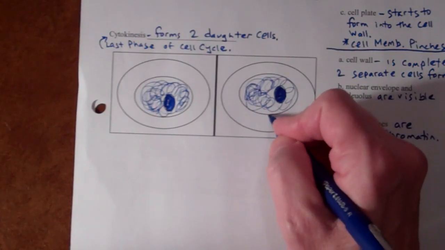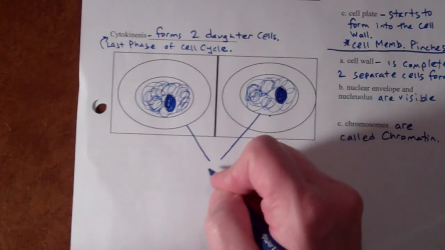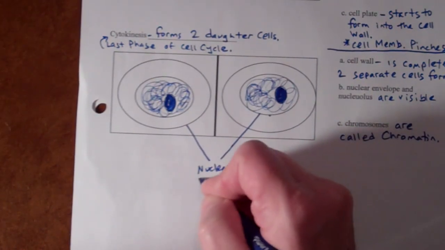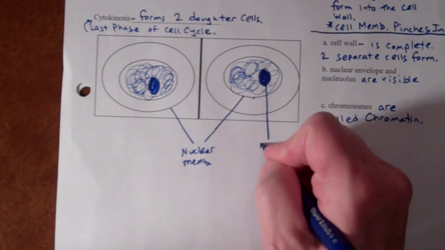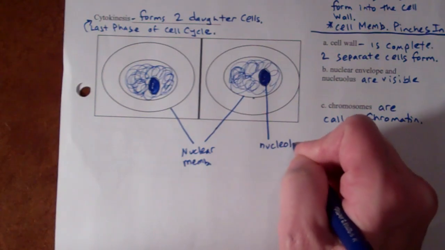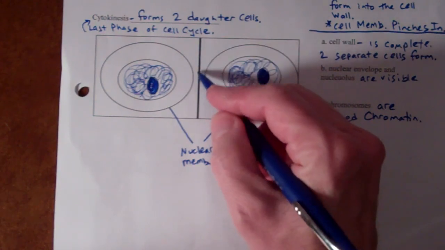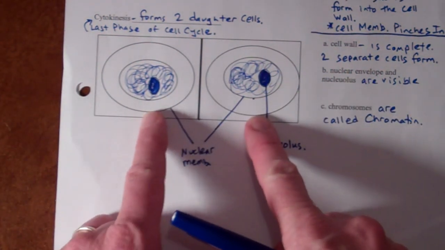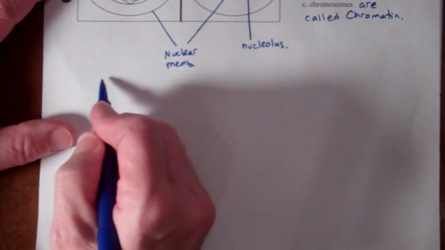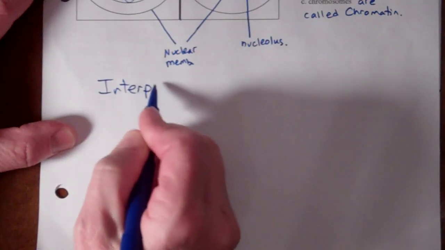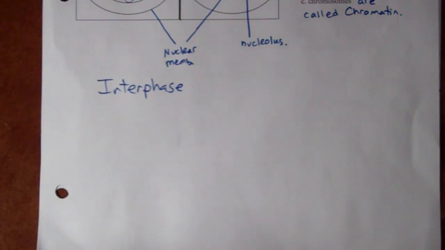All right, now what is all this stuff? Well, again, this is the nuclear membrane. So I'm going to draw that. That's my nuclear membrane. This is a nucleolus. The other one is on the other side. This is my cell wall, and it is completely divided into two daughter cells. And then the whole thing starts over again and goes into interphase again. And then the whole thing starts over again, and that's why they call it a cycle.